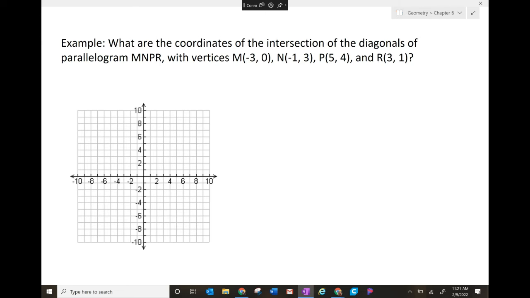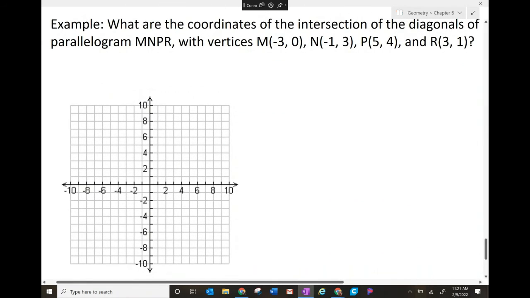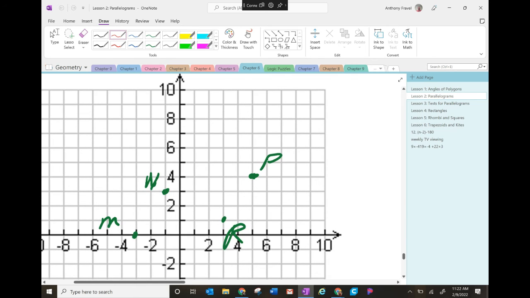So I'm going to write these ones down to show you what the shape is going to look like. My first point is going to be at -3, 0. That'll be my M. My next point is going to be at -1, 3. That'll be my N. Next point will be at 5, 4. That'll be point P. And then 3, 1 is going to be my next point, and that'll be point R. Let me get a different color so you can see me drawing these lines together, roughly.